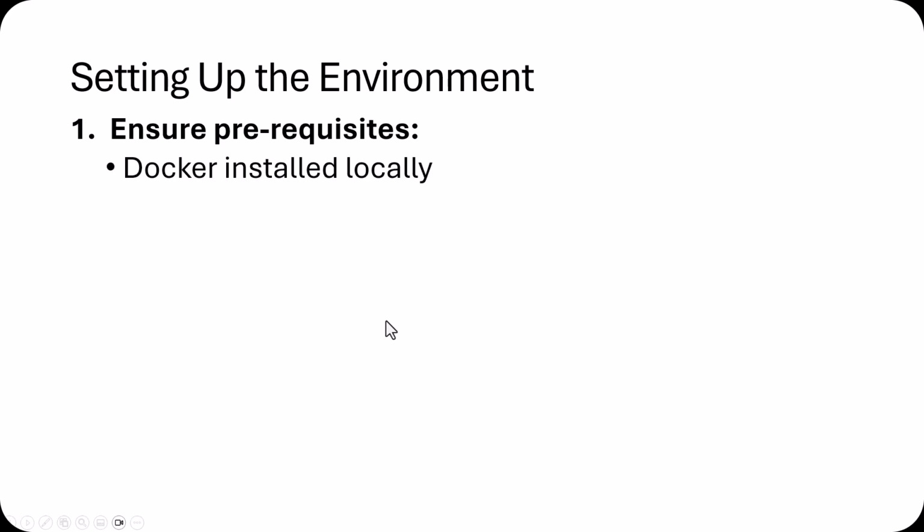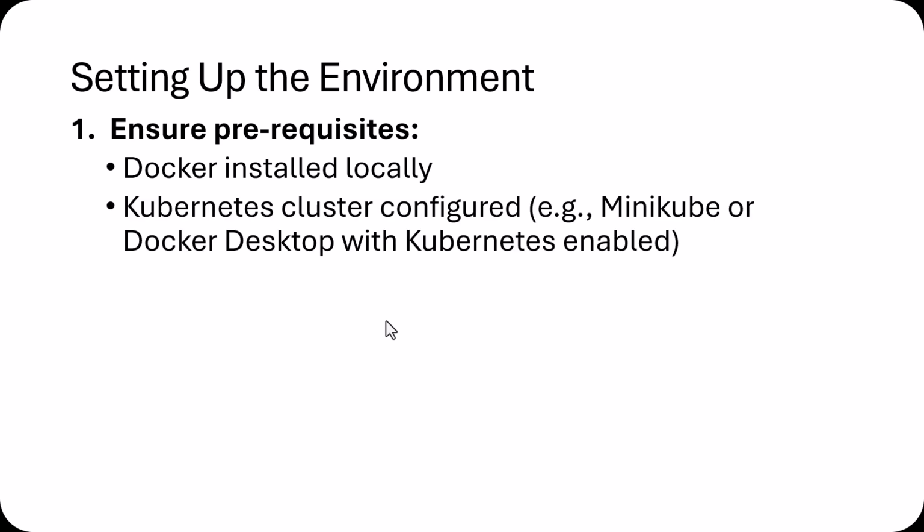So we'll have to ensure that we have all the prerequisites: Docker installed locally, which I've shown in various previous lectures. It has been installed locally, but if you have doubt, you can always check quickly with the Docker version, and a Kubernetes cluster configured, which is also ticked. Minikube or Docker Desktop with Kubernetes enabled. Now we can quickly check over here.